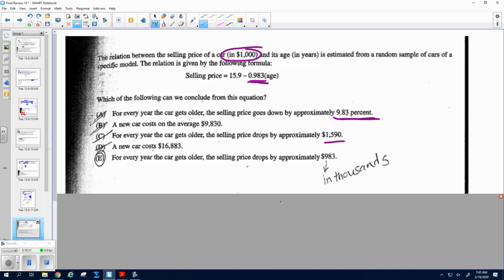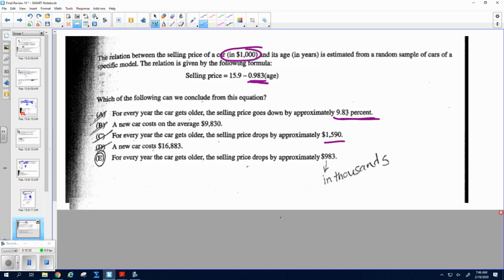So we got to understand what X is, and the selling price of the car is, or it's the price of the car in thousands. Or I guess that's the Y. All right, 29.